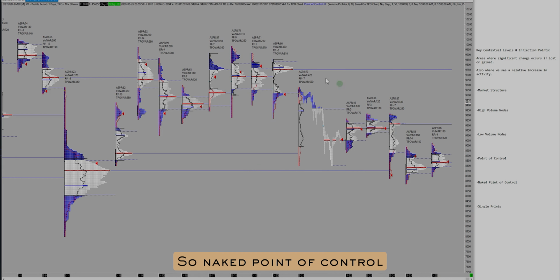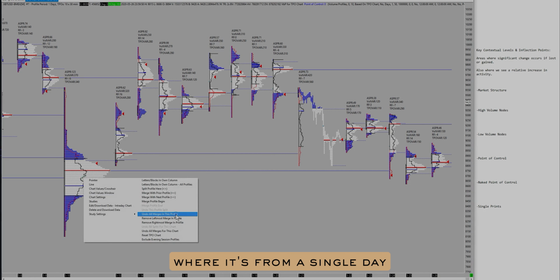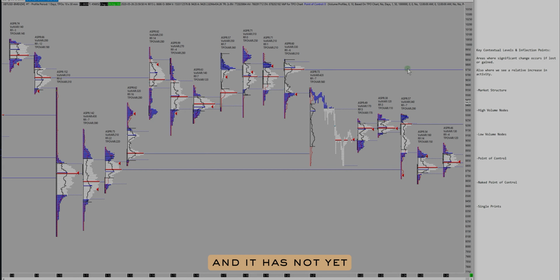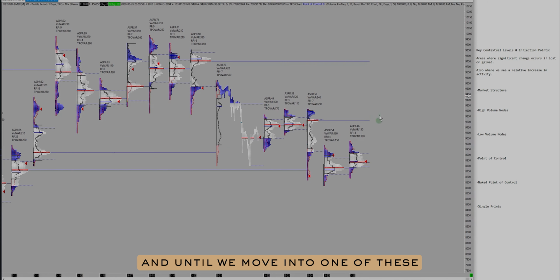So a naked point of control, whether it's from a composite or from a single day, is extended and has not yet been interacted with in the future by a new session. Meaning, right now we have 2 of them, and until we move into one of these, they will continuously be naked points of control. Naked meaning they're not touched, or not covered. I don't know why they came up with the term naked, but I'm not going to try to figure it out right now. But right now you have 9,200.